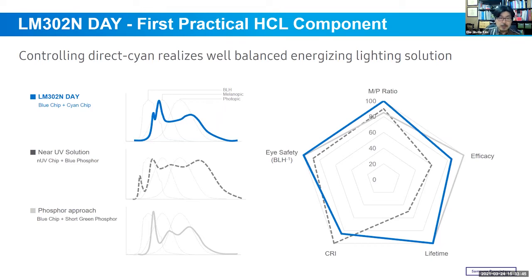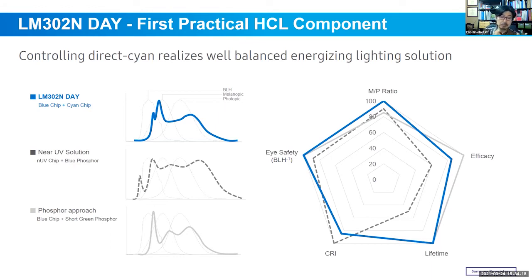However, if we look at the near UV solution, this is the type of lighting spectrum that maximizes the color quality, CRI, by pumping the phosphors using very short wavelength near UV light. And then you deliver blue, green, and red using different types of phosphor mixture. And by doing so, you don't really deliver the highest MP ratio, but you can still improve the MP ratio to a certain range.